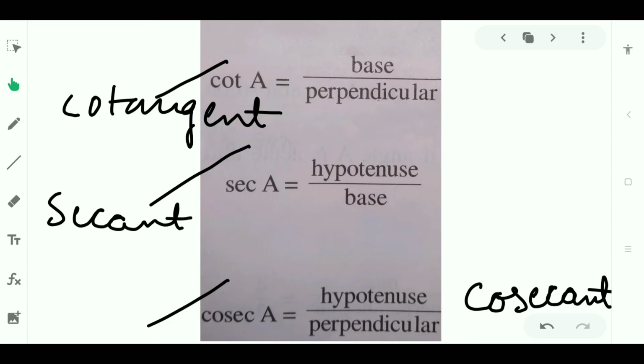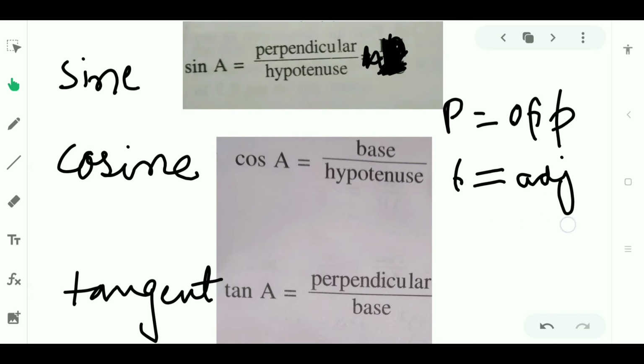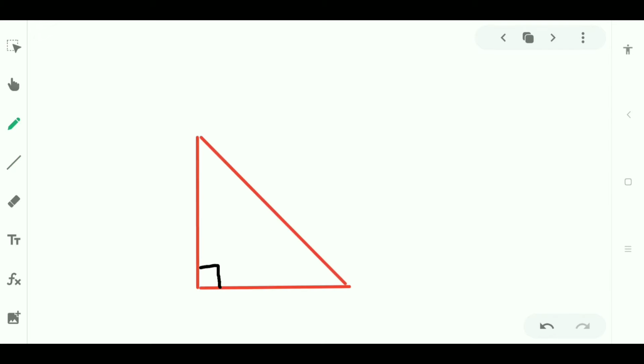We are taking perpendicular as opposite and base as adjacent, and we'll do all the problems like this only. In this chapter we also need to know about the Pythagoras theorem. I hope you know it. In a right angle triangle, let us take this triangle as ABC.